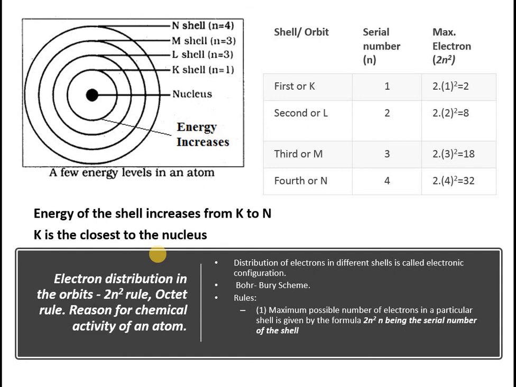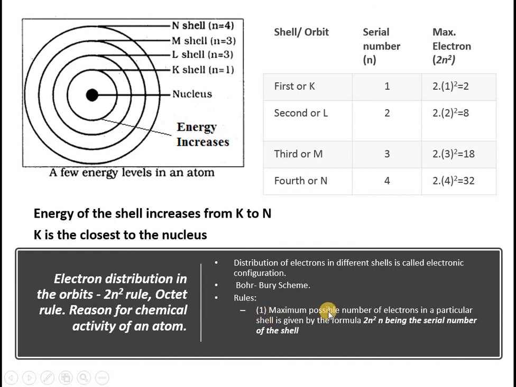Now, we will go to electronic distribution in the orbits, following the 2n square rule, octet rule, etc. Distribution of electrons in different shells is called electronic configuration. This was first mentioned by Bohr and Bury, so it is also called the Bohr-Bury scheme. So, let's see the maximum possible number of electrons.